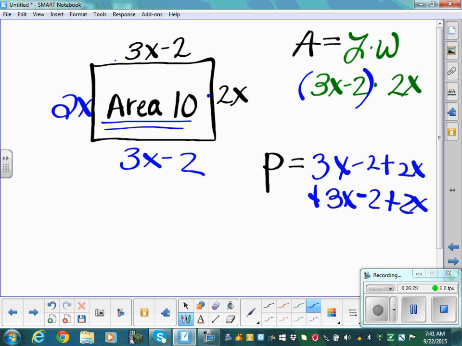So you have to write those parentheses in. Now 2x times 3x is 6x squared. And then 2x times negative 2 is negative 4x. Because 2x times 3x, x times x is x squared. Multiplying an x by another x, you square it, because you're multiplying like terms. Any questions?